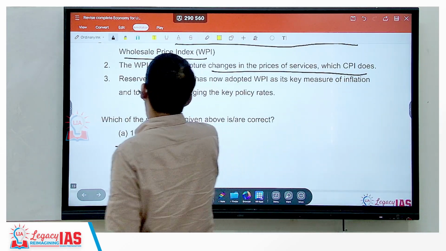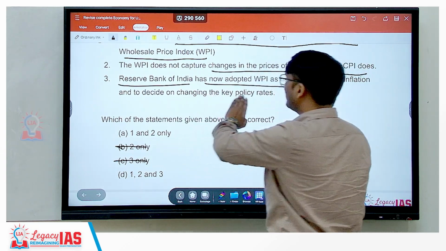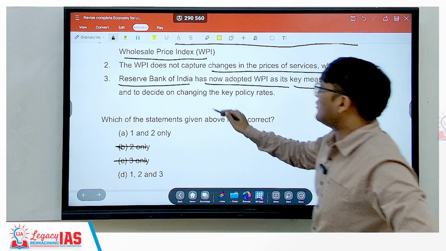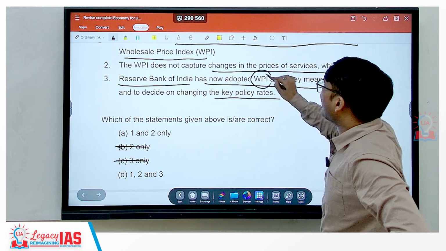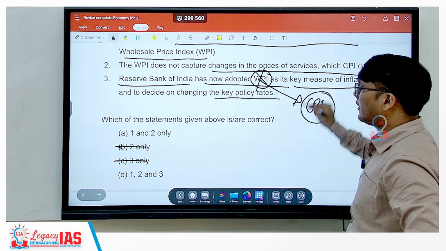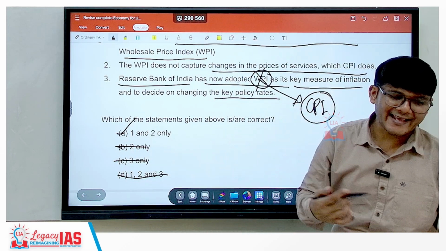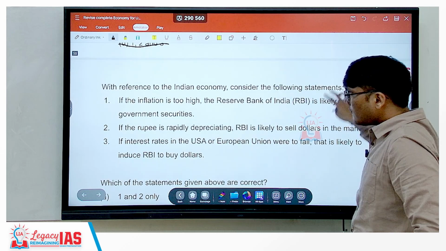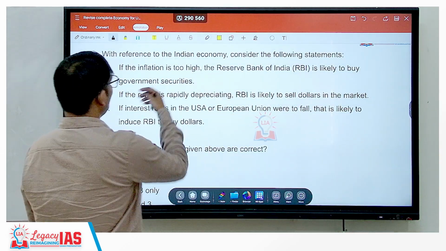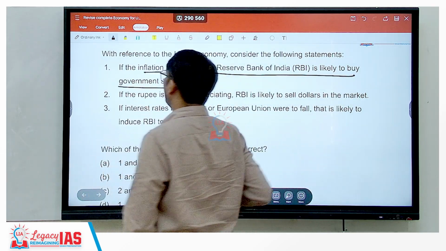Statement 3 says the Reserve Bank of India has now adopted WPI as its key measure of inflation and to decide on changing the key policy rates. No. For key measure of inflation and to decide changing the key policy rates, now WPI is not used, rather now CPI is used. Right? So statement 3 is wrong, hence this is wrong, hence the correct answer is option A, that is 1 and 2. Now, with reference to the Indian economy, consider the following statements. If the inflation is too high, the Reserve Bank of India is likely to buy the government securities.